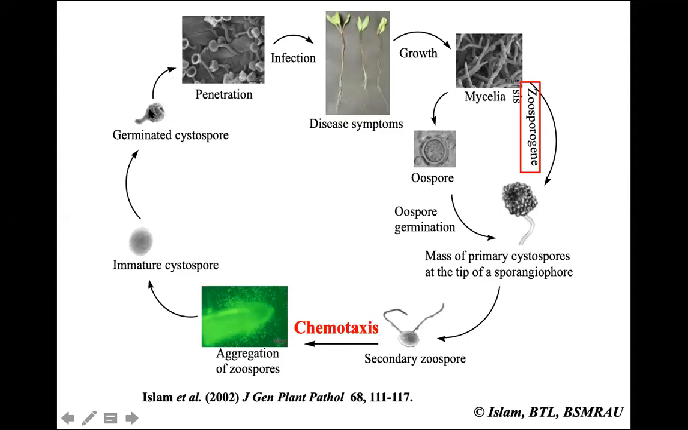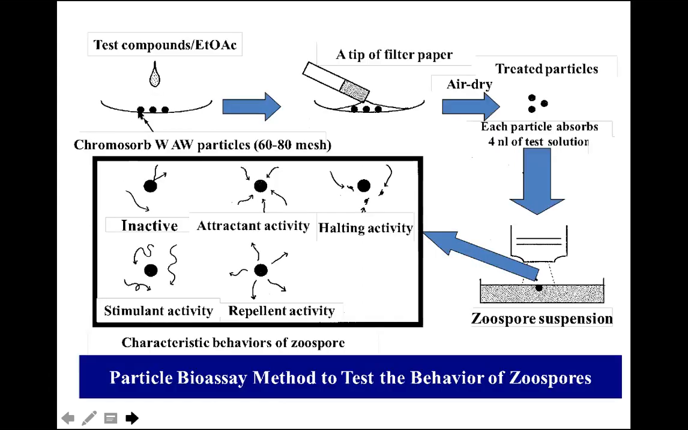Our main target was how we can tackle the zoospores so that they cannot show chemotaxis, or even kill the zoospores, or stop differentiation of the zoospores, or stop germination of the cystospore. Because if we can do that using chemical intervention, then we can control the disease.